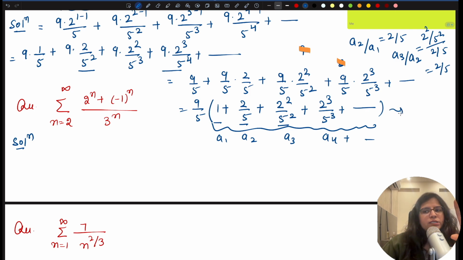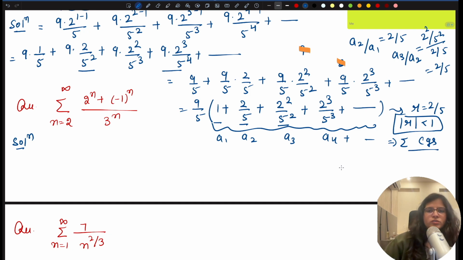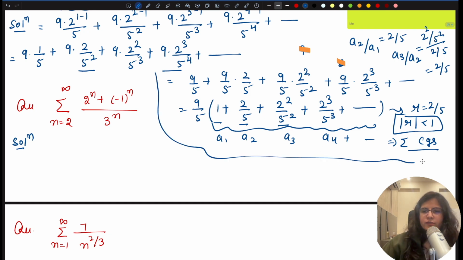So here r is equal to 2 by 5. And you know that mod of r, or mod of 2 by 5, is less than 1. And whenever r is less than 1, the series converges. The series converges here. Okay? So this was the first question.